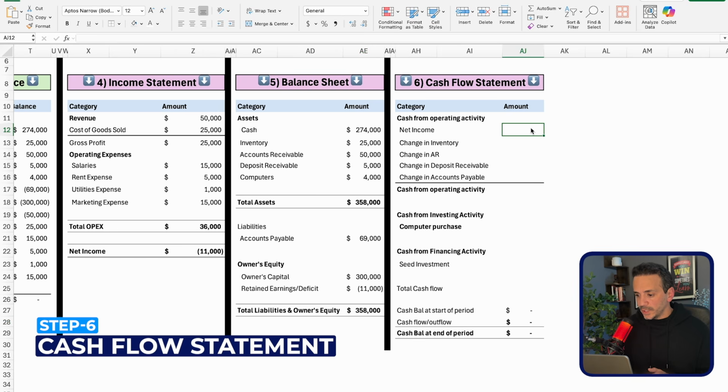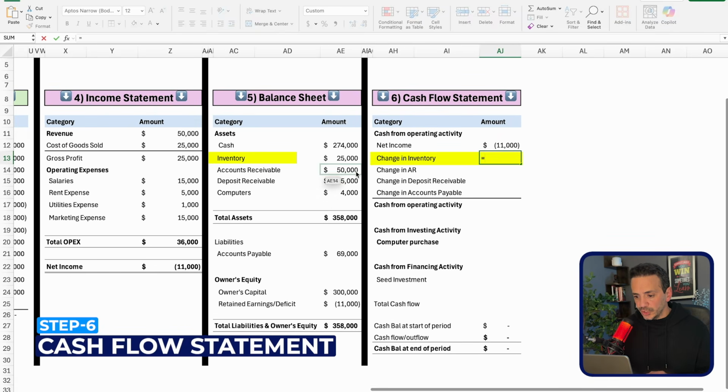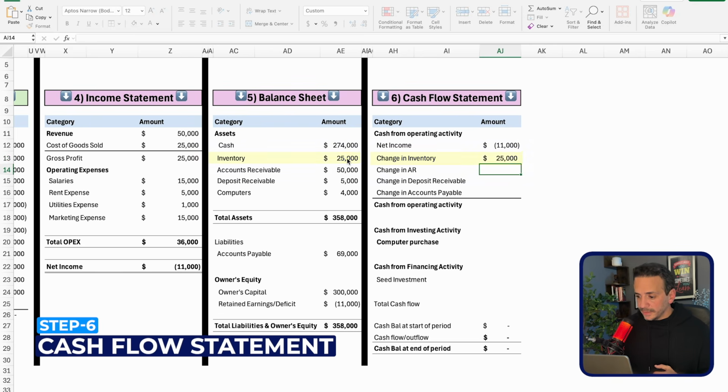So the first thing we'll do is bring in our net income or loss in this case, minus 11,000, and then we'll add the changes in working capital. So changes in inventory, we'll say equal to, and bring in the inventory change. Now we began with zero inventory in this month, and we bought 25,000. So we'll bring that in, except it needs to come in a negative format because that is cash going out.